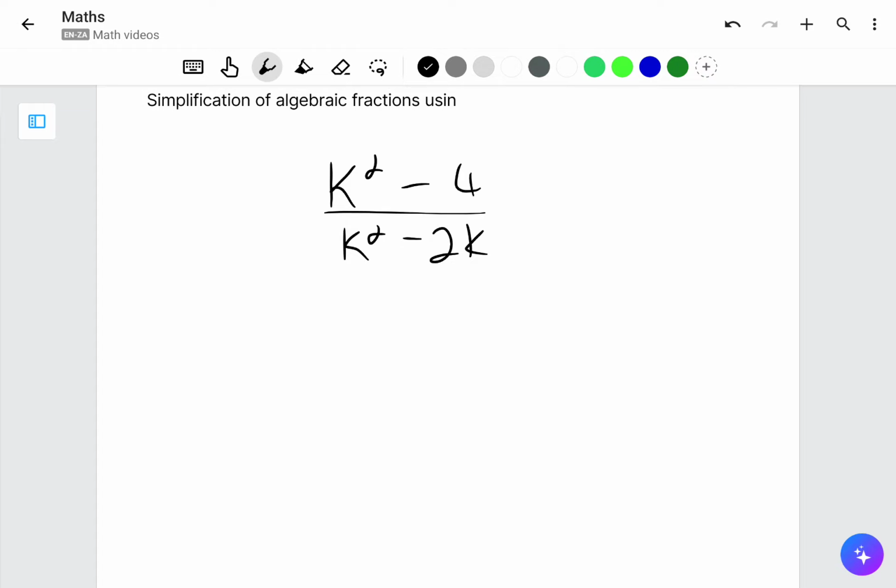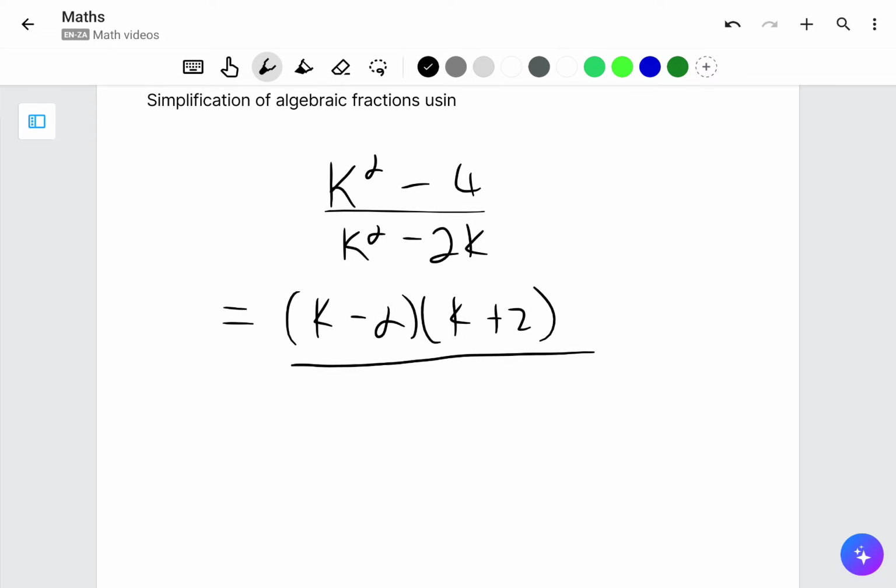We have two perfect squares, right? So k squared and 4 we know are perfect squares. So what we're looking at here is a difference of two squares. So we're going to say k minus 2, k plus 2. You guys with me?